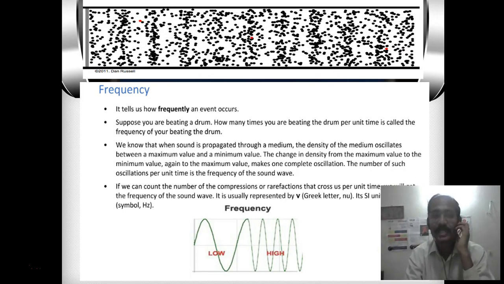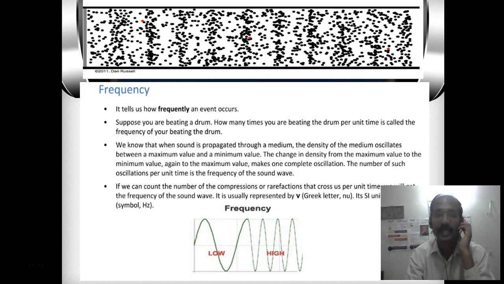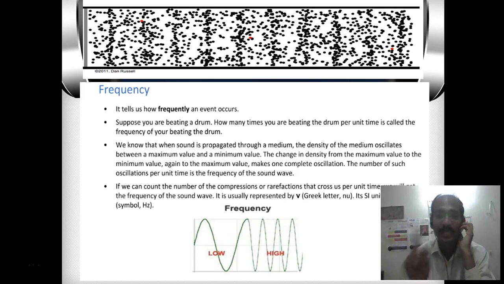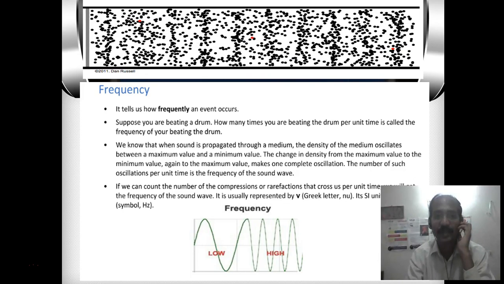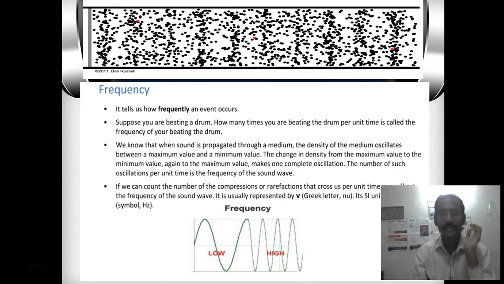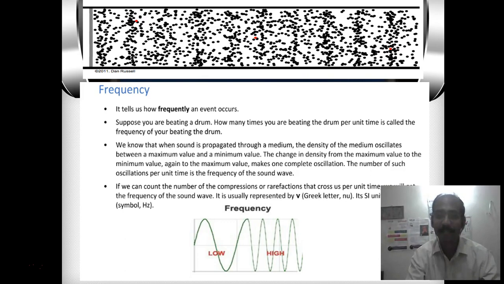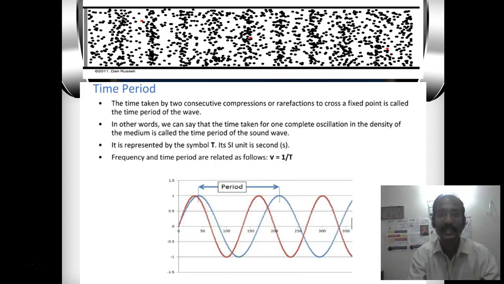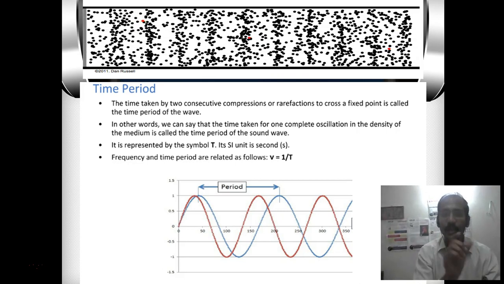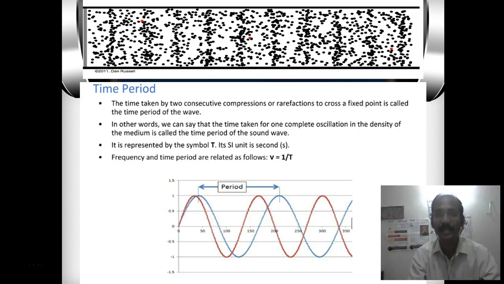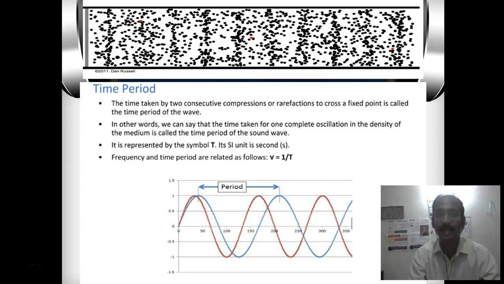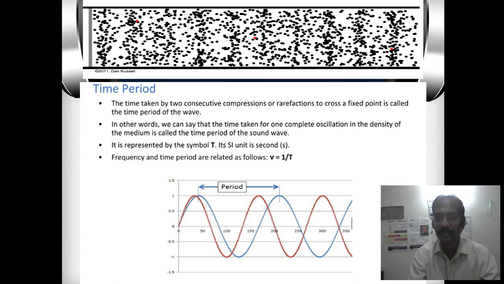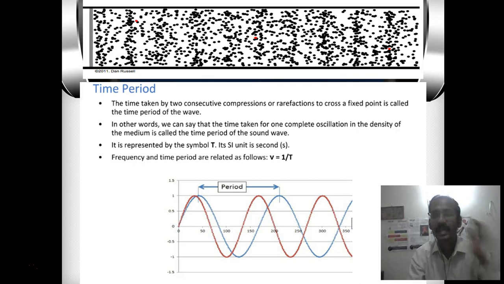We know that when sound is propagated through a medium, the density of the medium oscillates between maximum and minimum values. The change in density from the maximum value to the minimum value and again to the maximum value makes one complete oscillation. The number of such oscillations per unit time is the frequency of the sound wave. Frequency n, or f, is equal to 1 by t, or n by t: the number of oscillations in unit time is called frequency. Next, time period. Time period means the time taken by two consecutive compressions or rarefactions. It is represented by the symbol T, and its unit is seconds. Now the frequency f is equal to 1 by t for one oscillation. If there are n oscillations, it is n by t.